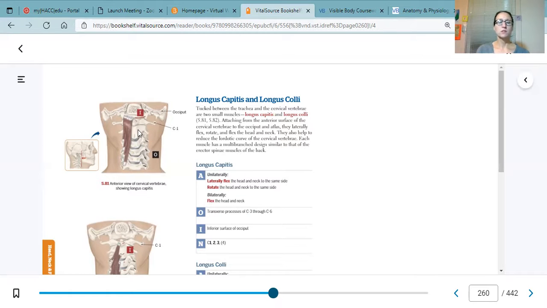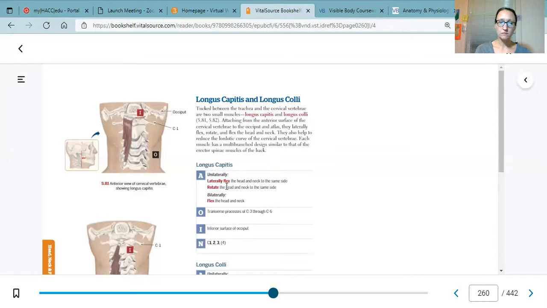So Longus capitis and Longus coli are deep neck flexors. That's what they do. They are in between the trachea and the vertebrae, so you can access them. However, you are going to have to move the trachea out of the way a little bit to get to the anterior vertebrae.